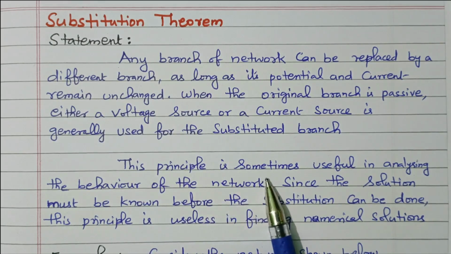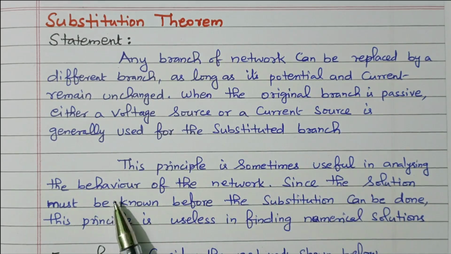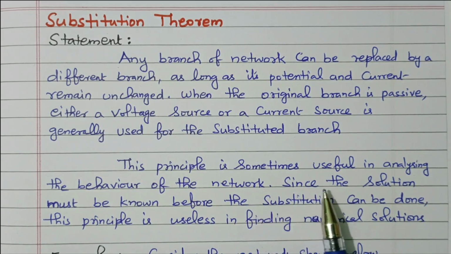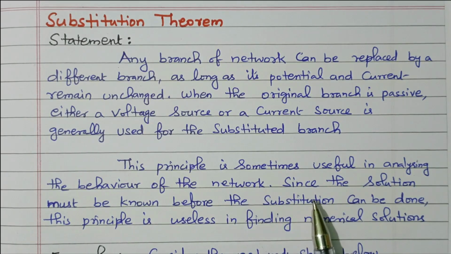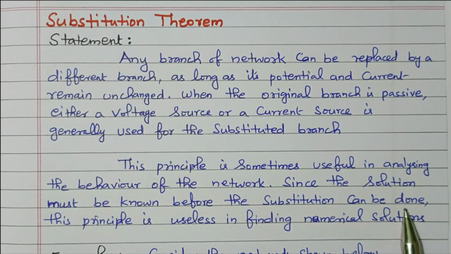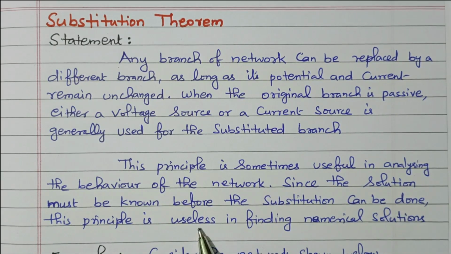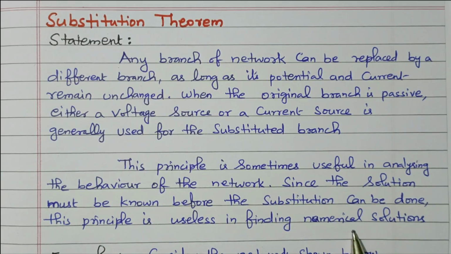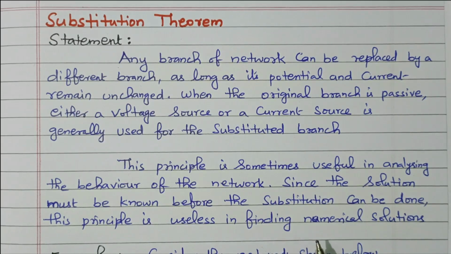This principle is sometimes useful in analyzing the behavior of the network. So the application is we can analyze the behavior of the network. Since the solution must be known before substitution can be done, this principle is useless in finding numerical solutions. So we can only analyze the network. Numerical solutions are not available.